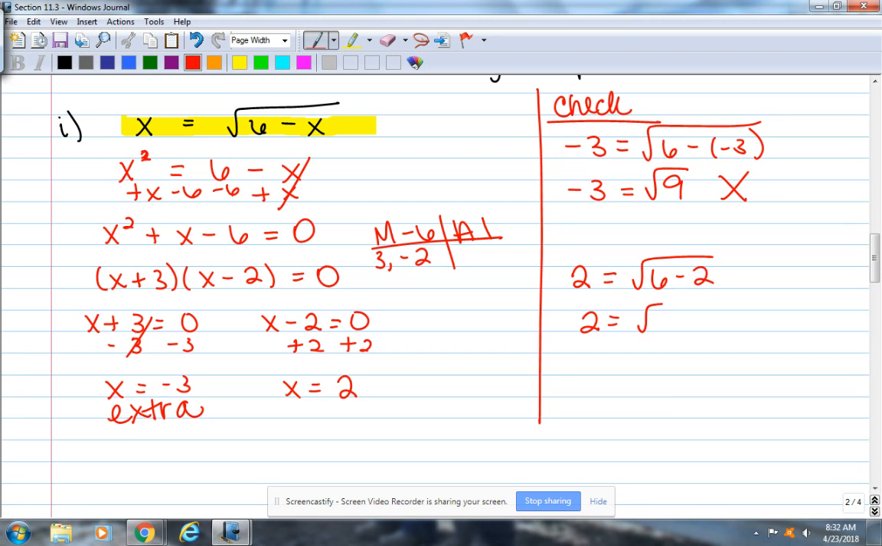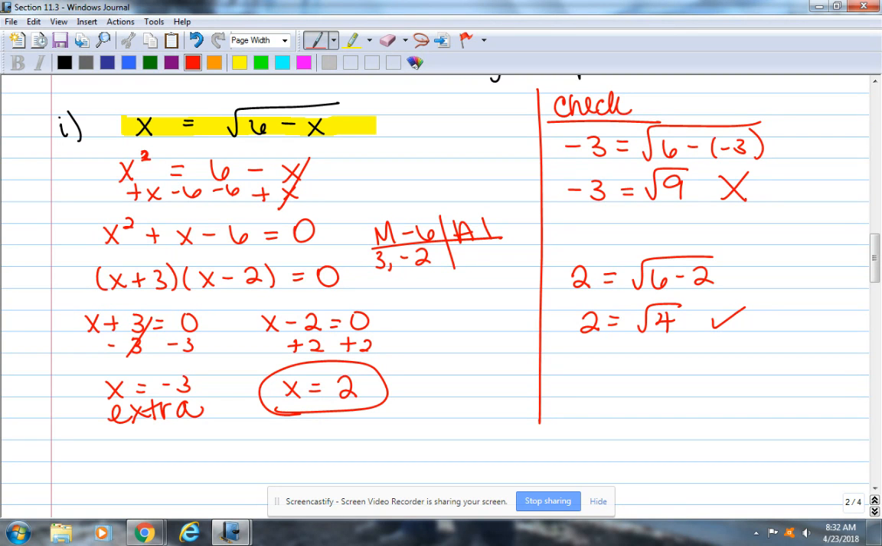Does 2 equal the square root of 4? It does. So 2 is a solution. So come back and circle that one, highlight it, put a box around it, something to let me know this is an answer. And then you also need to let me know the other one is not an answer.